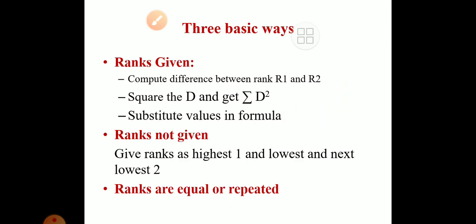Now there are three basic ways ranks are given here. Compute the difference between ranks r1 and r2, square the d and get the summation d square, and substitute the value in the formula. Ranks not given: given ranks are highest 1 and the next lowest is 2. Ranks are equal or repeated.